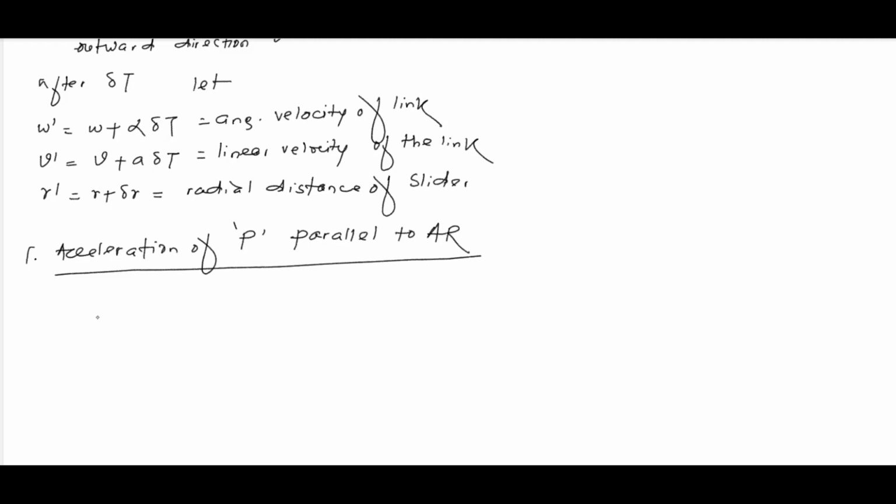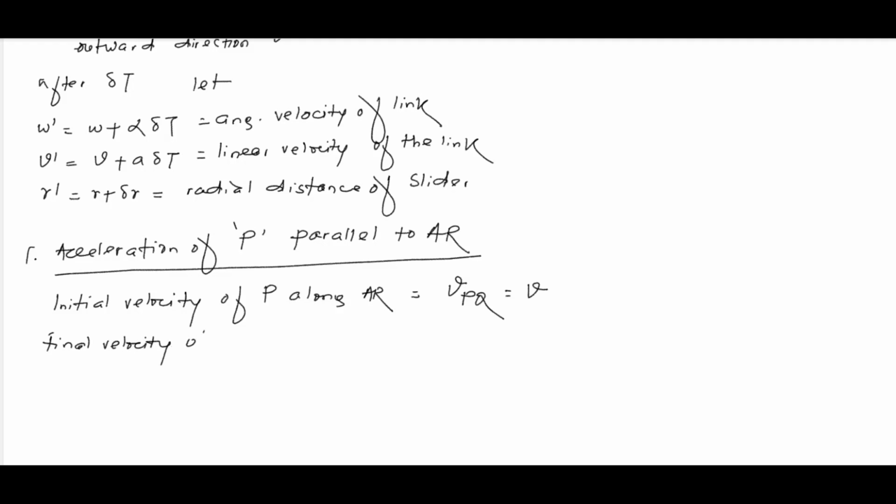So how to find? Now initial velocity of P along AR is equal to V. Now final velocity of P along AR will be equal to V dash cos del theta minus omega dash R dash sin del theta.